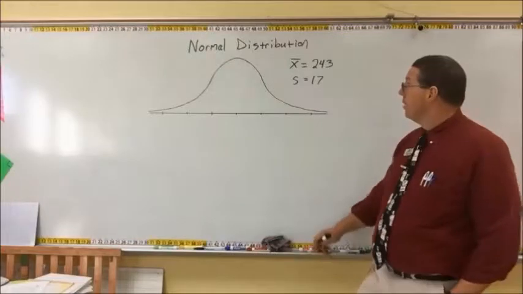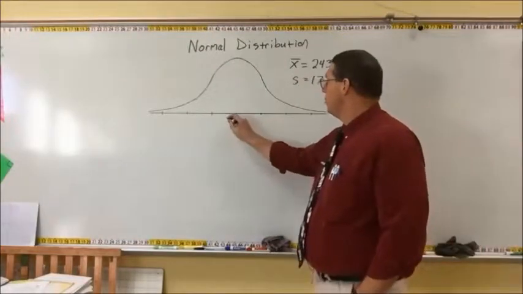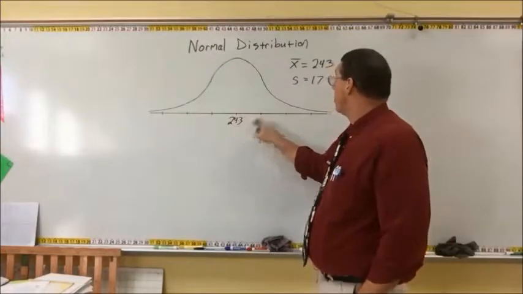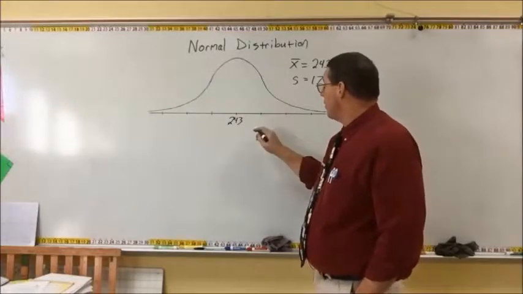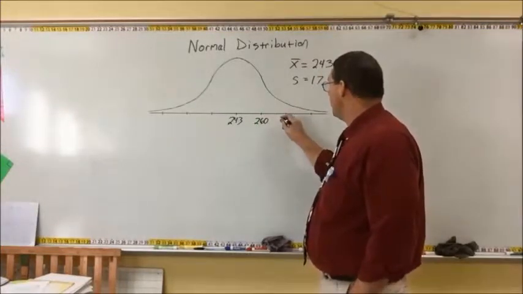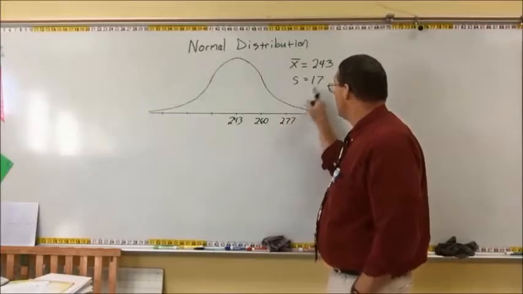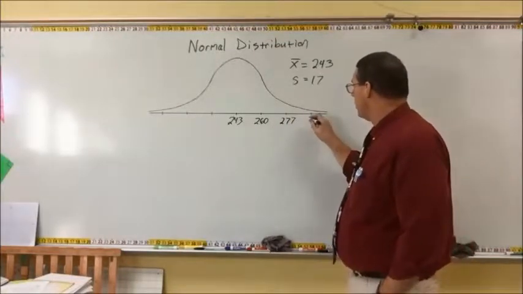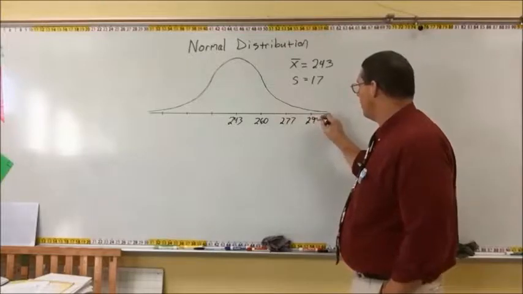All right, let's see how you did. We're going to put the mean at the middle, 243. Then we're going to add 17. That's going to be 260. Then we're going to add 17. That's going to be 277. Then we're going to add 17 again, and that's going to be 294.